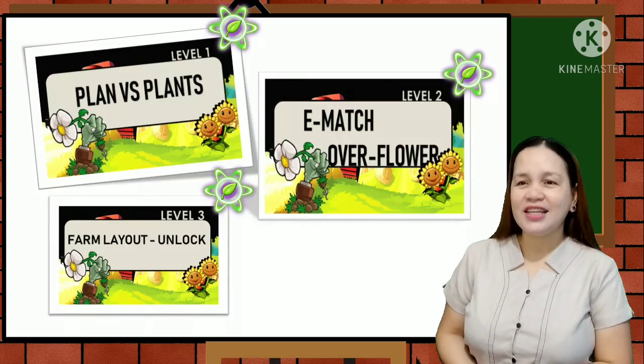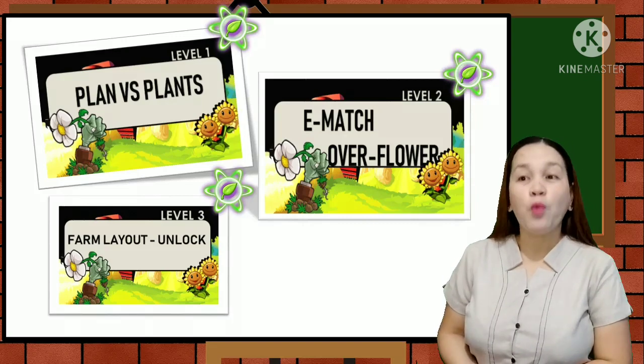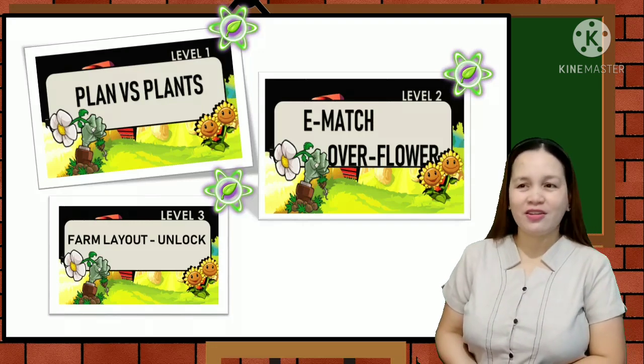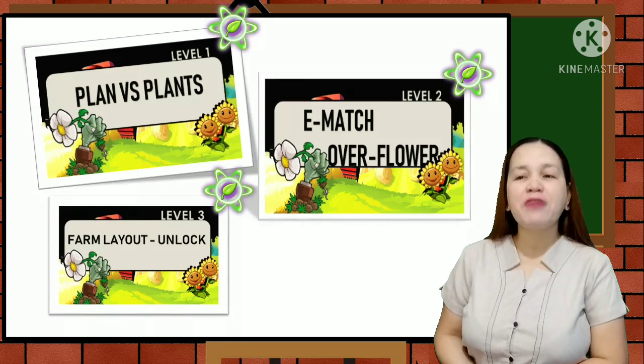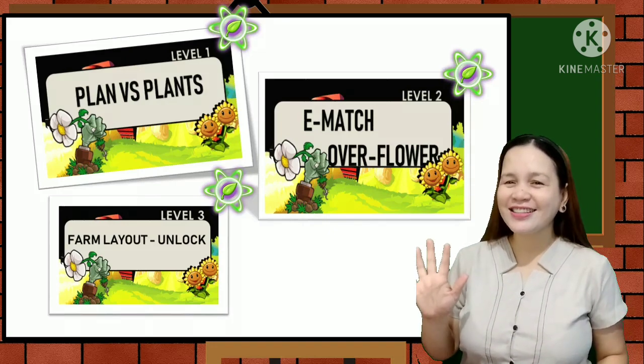Congratulations! You did it! You passed all the levels. You are now ready to identify what planting system you are going to use in planting agricultural crops. At the same time, you have gained knowledge in interpreting farm plans and layout. Here's your 5 stars!